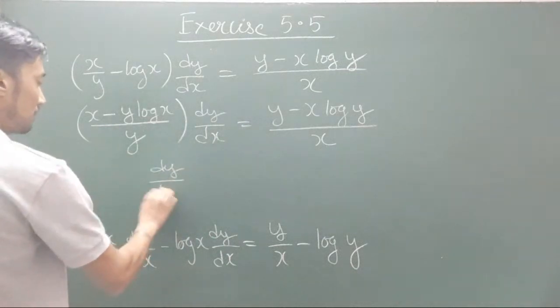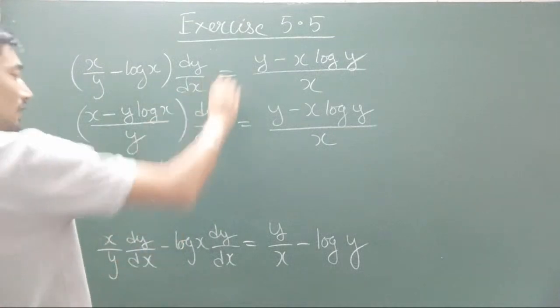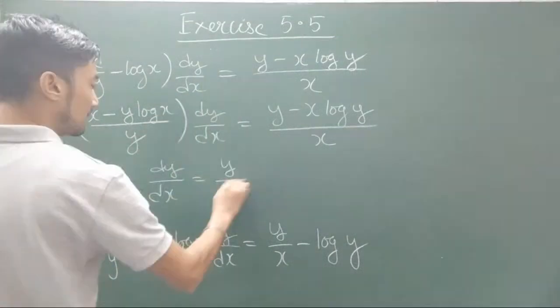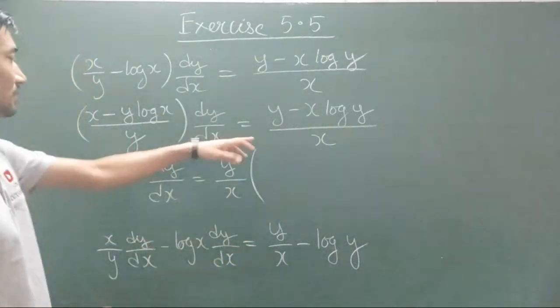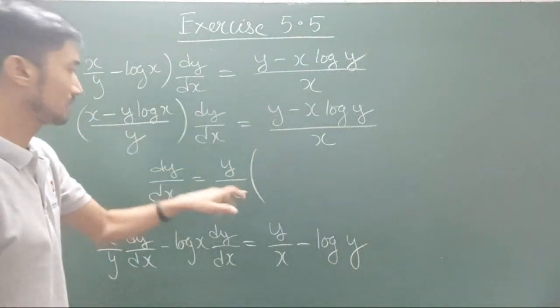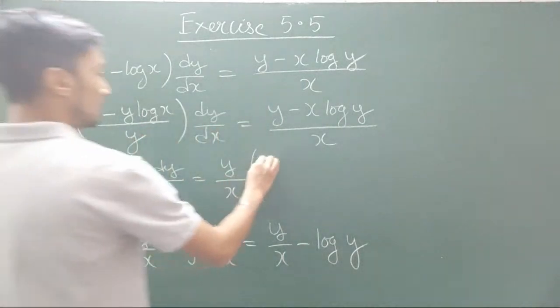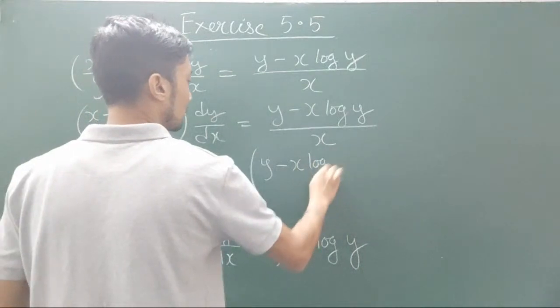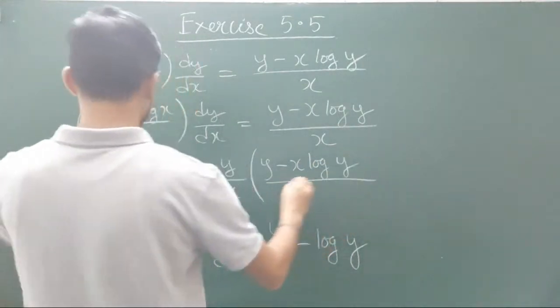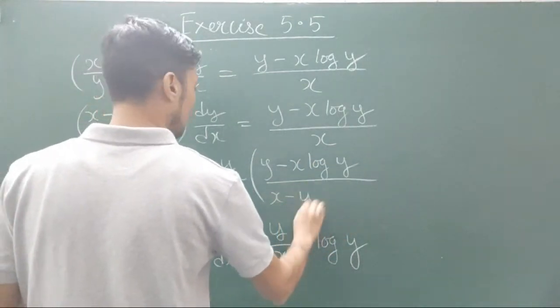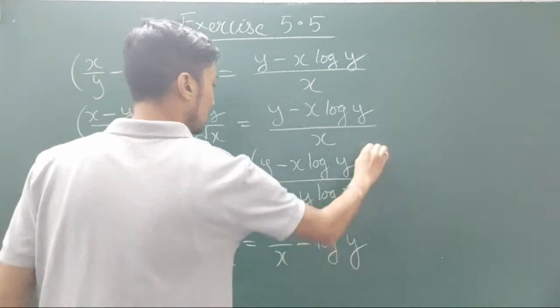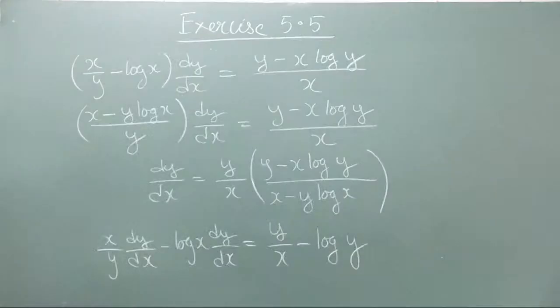So dy upon dx equal to, cross multiplying, y by x. I'll just write this outside. y minus x log of y divided by x minus y log of x.